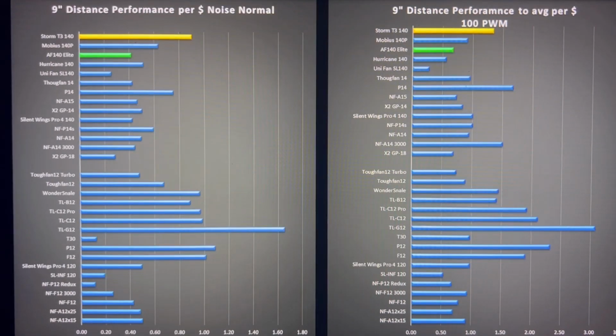Moving on to the 9-inch mark, we can again see that the Storm T3 is right at the top, particularly in the 140 millimeter category, both at 100% PWM and noise normalized values. Mind, it is not the best value, but it's definitely up there. And again, 140 millimeter fans on that side.